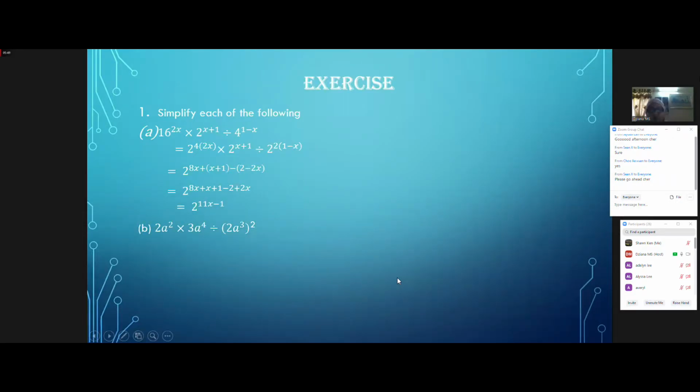Okay. Now this one, look at this. There's a number and also there's an unknown. Okay, 2a squared times 3a to the power of 4 divided by 2a cubed bracket squared. Okay, what should you do first? Anyone? If you want to scribble on the screen, what should you do first? Anyone would like to just try? Okay, maybe you try first. Then we see how your answer compares with my answer.